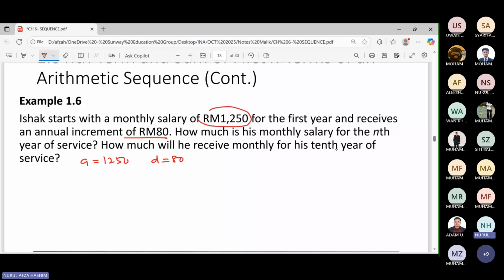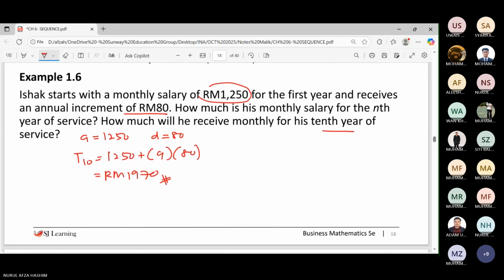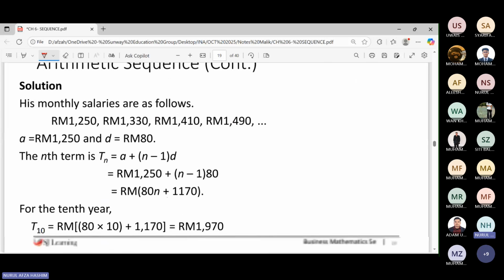Okay, now they're asking you T10. So using the formula T10, it should be A, 1250, plus n minus 1, which is 9, times D, which is 80. So after 10 years, his salary is only how much? His salary after 10 years of service is only 1970, not even 2000 yet, after 10 years.